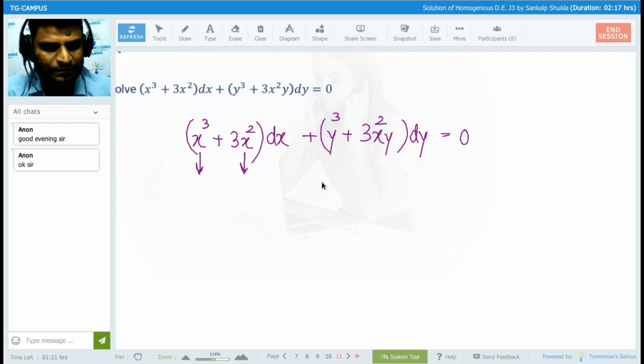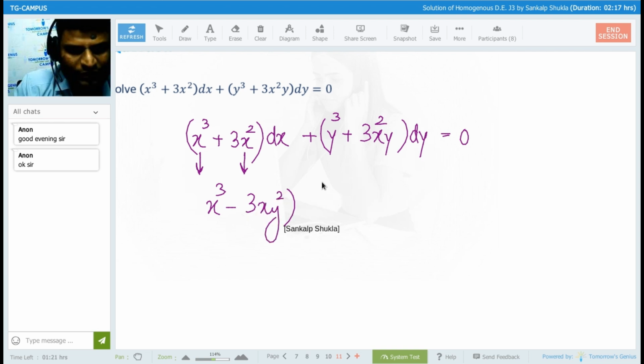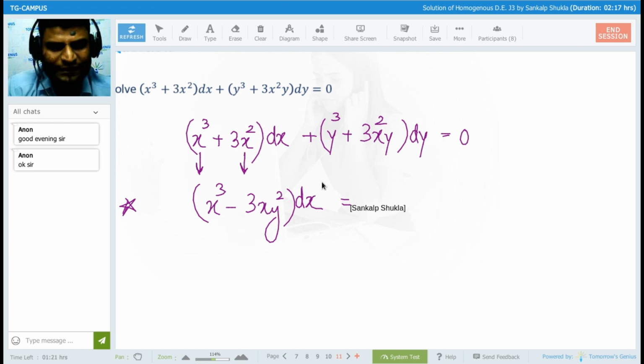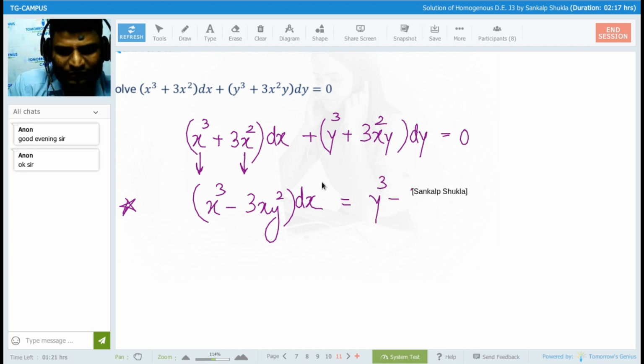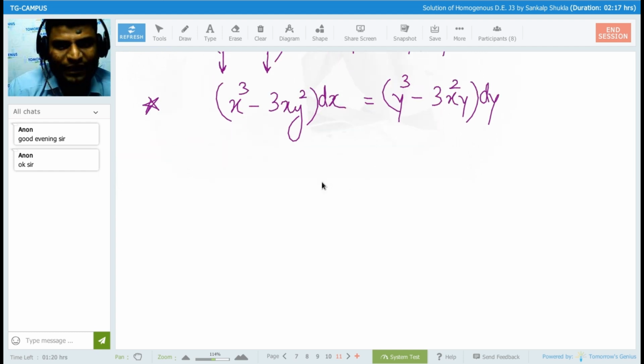Okay. Wait, let me check. Okay, x cube minus 3xy square should be there. Okay, this is the question. Please note down everybody, this is the correction. So x cube minus 3xy square dx will be there. And if we shift this term to the right hand side, it will become y cube minus 3x square y dy. Yes, now you have to start solving from this. So just discard the earlier question. Okay. So start solving from here.